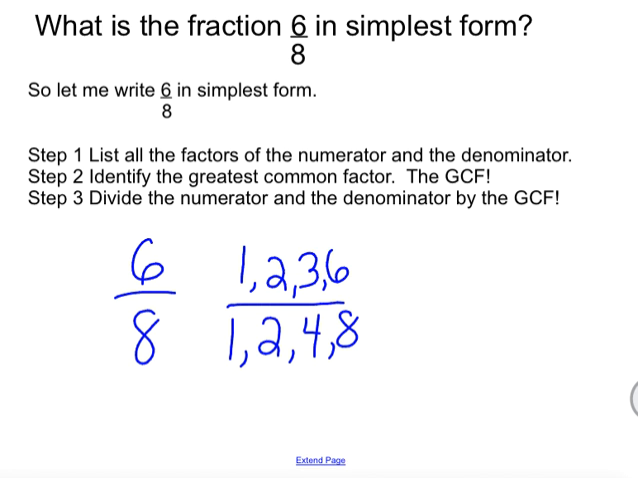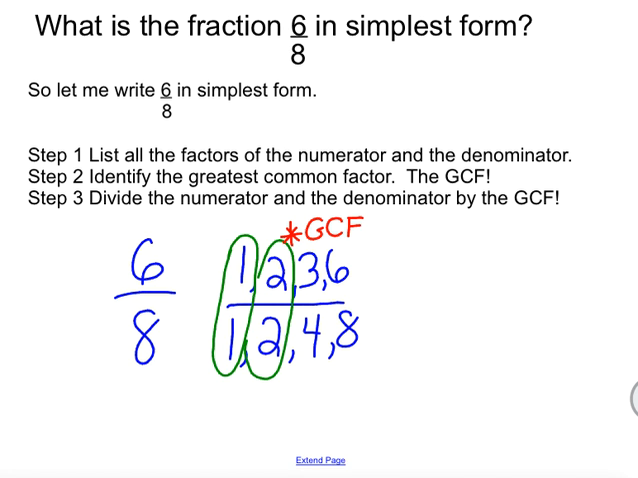Now that I have listed the factors of the numerator and the denominator, I have to go back and look at the common factors. I notice that 1 is a common factor, 2 is a common factor, 3 is not, and 6 is not. So the common factors are only 1 and 2. Now I am looking for the GCF, the greatest common factor. In this case, the greatest common factor is the number 2. That is the greatest one that they have in common.